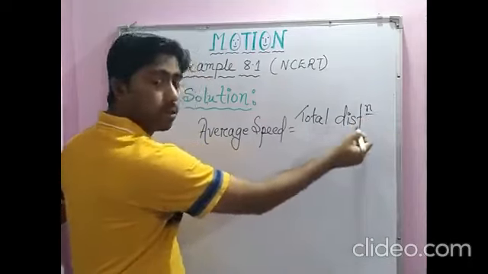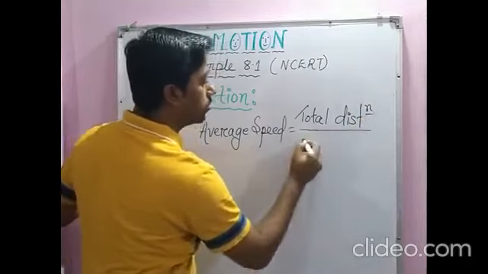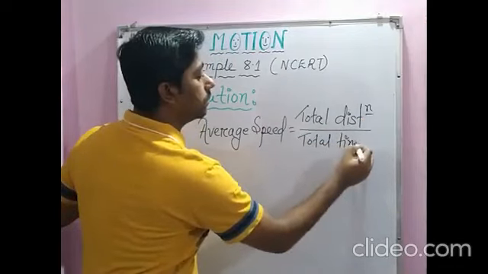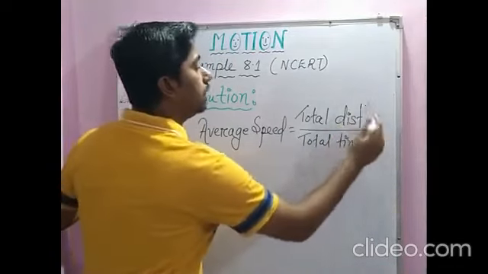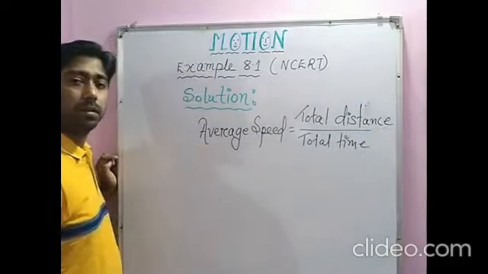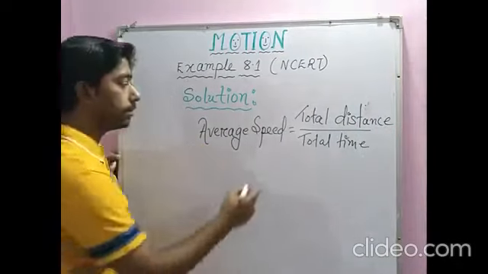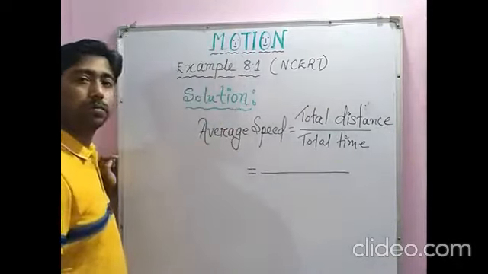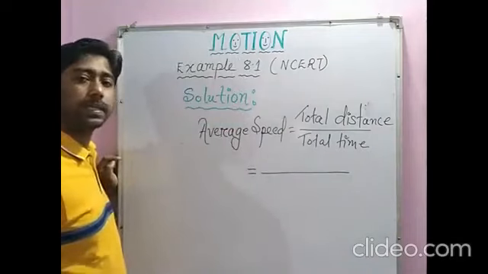Okay, this is total distance divided by total time. Okay, total distance divided by total time. Now it's a piece of cake. What you will do? You will look in the question and find the total distance.